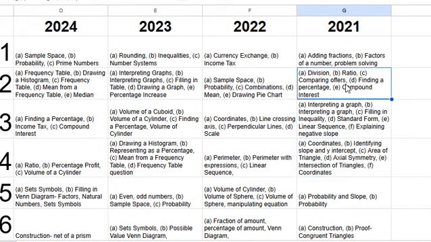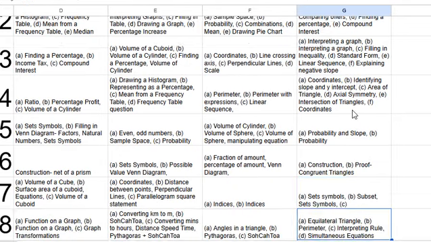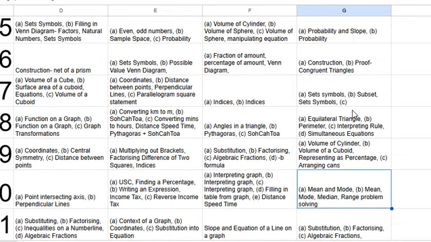In 2021, in that paper, it was finding a percentage there, part D of question 2, and compound interest was part E. So compound interest has come up twice in the last 4 years. And that might have been all for that paper. I don't see income tax there anywhere.